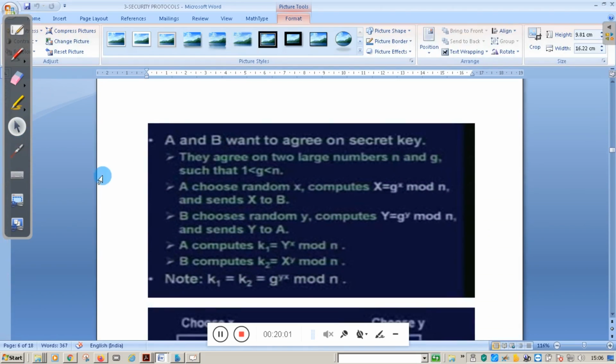So let's see now how this algorithm works. Here A and B want to agree on a secret key. A and B first agree on two large numbers n and g, such that g lies between 1 and n. A chooses a random number x and computes capital X is equal to g raised to power x mod n, and A sends that value of X to B. B chooses a random number y and computes capital Y is equal to g raised to power y mod n, and sends that value to A. Now A computes Y^x mod n and B computes X^y mod n.